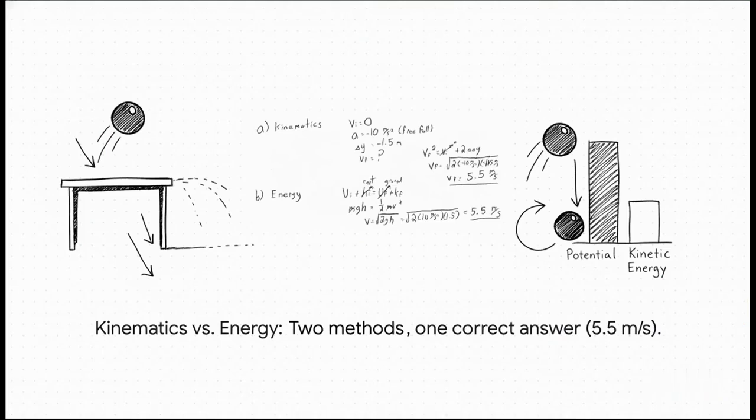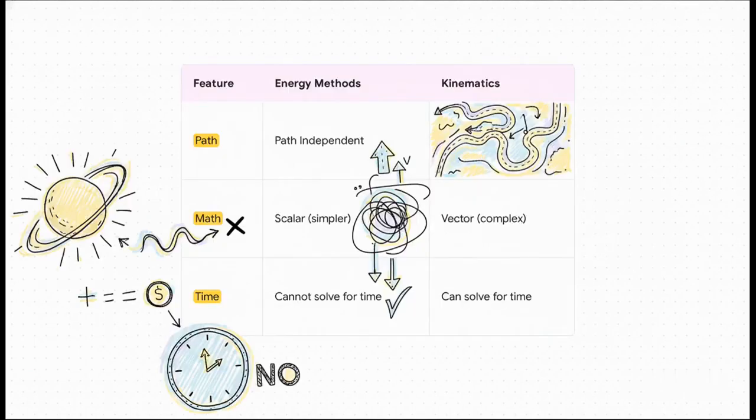All right, let's put them head to head. Here's a super simple problem. A ball falls off a table. On the left, you've got the kinematics way with all its vectors and equations. On the right, the energy way. They both get you to the exact same answer, but come on, which one would you rather do on a test?